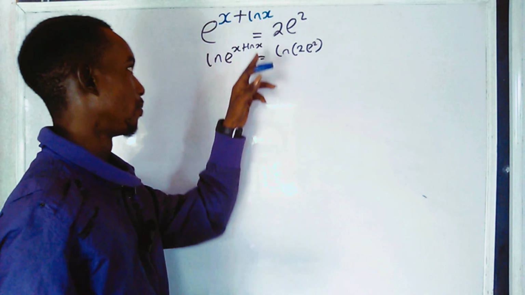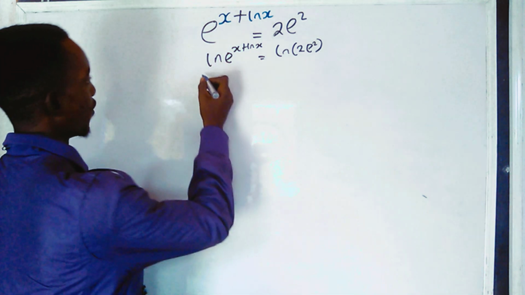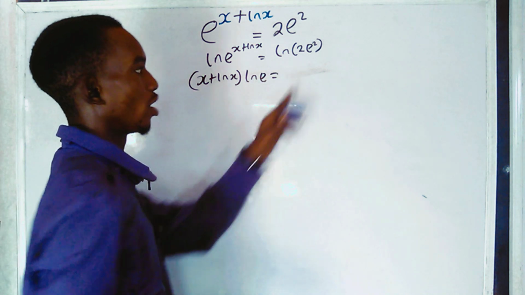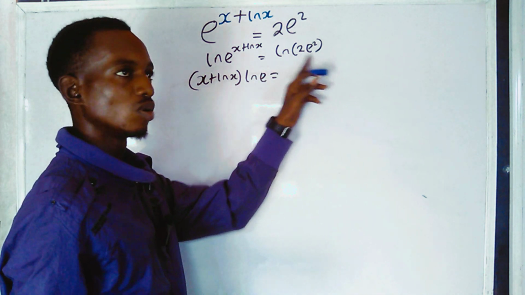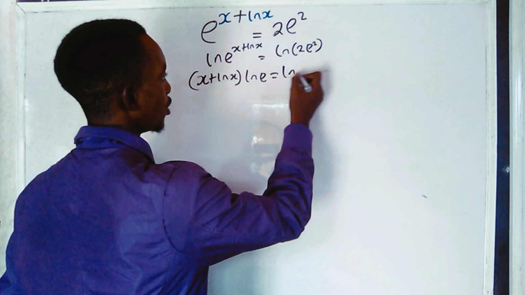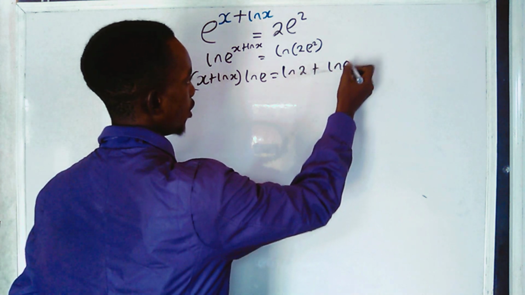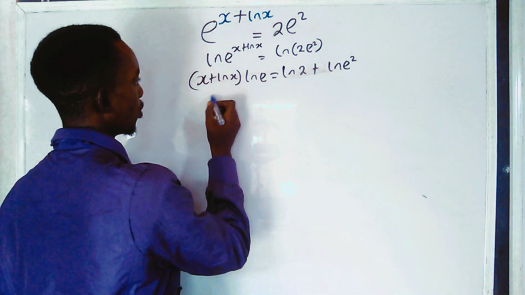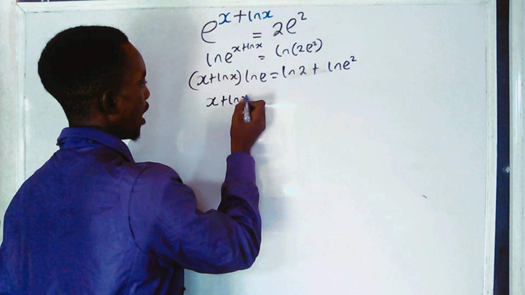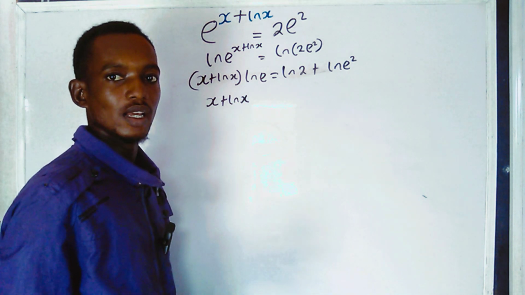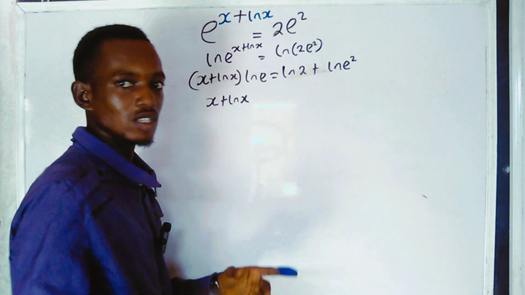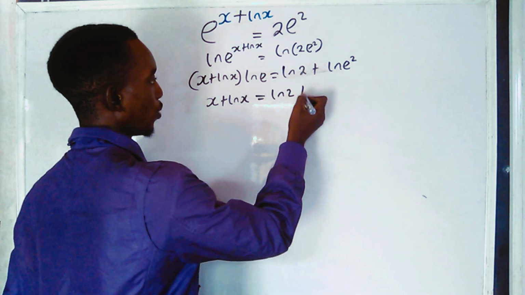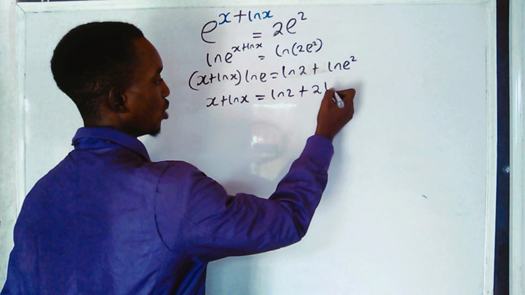Now, according to the law of logarithm, this power comes behind. So we have x plus ln x ln e equals, and also according to the law of logarithm, we have two multiplied terms here. So it will be ln 2 plus ln e raised to the power 2. Okay, times becomes addition. Now, here we're going to have x plus ln x. Don't forget, ln e gives us what? 1. Because ln is a log to the base of e. So log e base e gives us 1. Okay, so that's 1. Then we have ln 2 plus 2 up here comes behind 2 ln e.